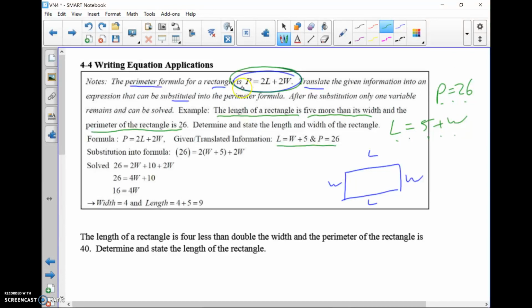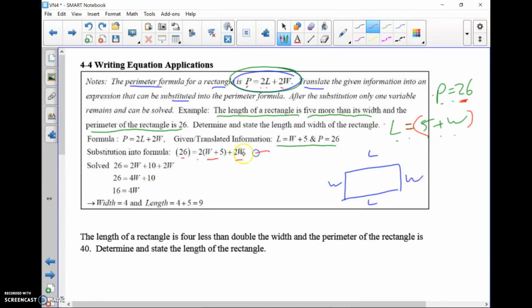So we're going to replace the P here with what P equals, 26. That's what you see here. And this 2 times L, we're going to replace L with what L equals, which is 5 plus W. So you see 2 times 5 plus W, because it's not 2L anymore. We replaced P and L. And the plus 2W is staying 2W, because I don't have a W equals statement to substitute.